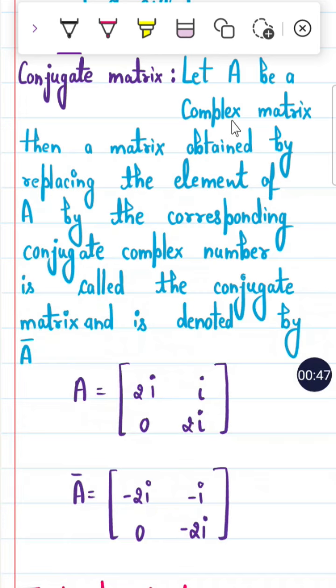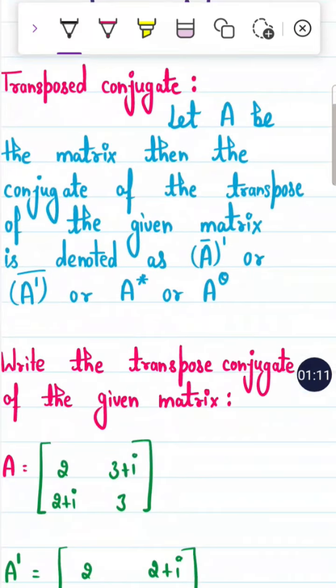What we have said, it is always a complex matrix, and we replace the elements by the conjugate complex numbers. The complex number is i, and the complex conjugate is minus i. So whenever it is i, we should replace it by minus i, and 2i by minus 2i. So it is minus 2i, minus i, 0, minus 2i, right? So it is the conjugate matrix.